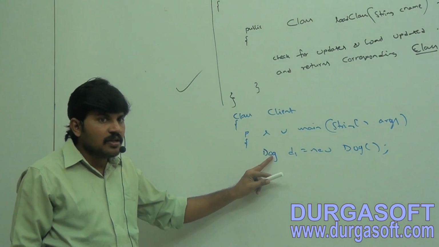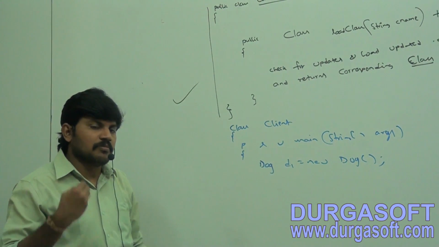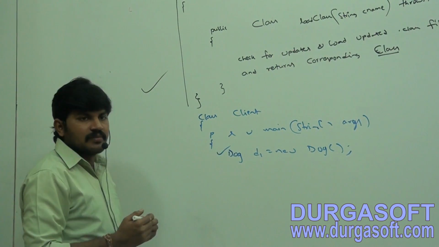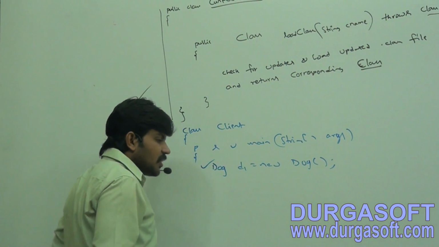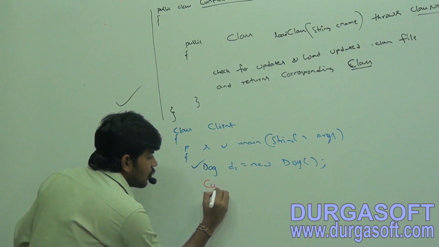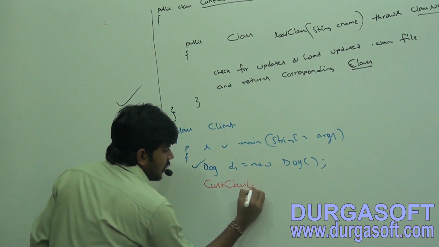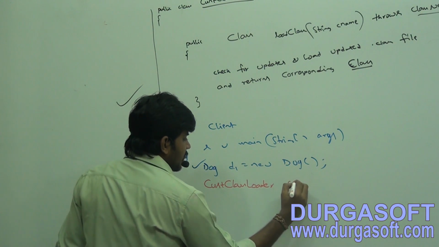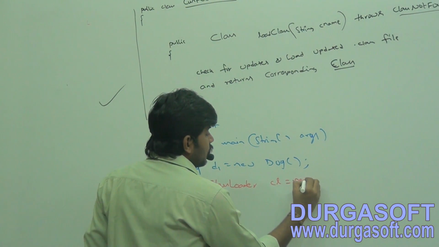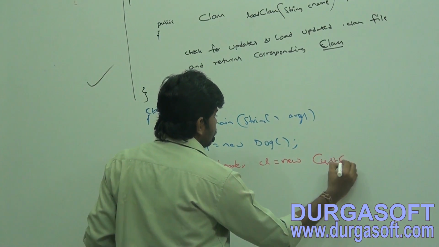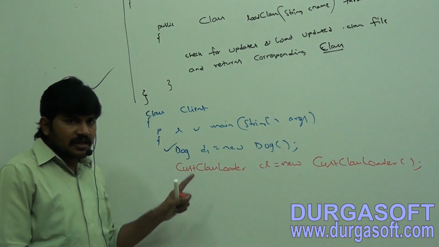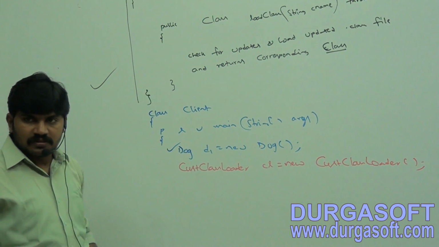The default class loader, because even though I wrote the custom one, I didn't use it in my program. By default, the default class loader is responsible. Now what do I have to do? Let me create a customized class loader. Sir, I am creating a custom class loader: CustomClassLoader cl = new CustomClassLoader(). I am creating my own customized class loader object.